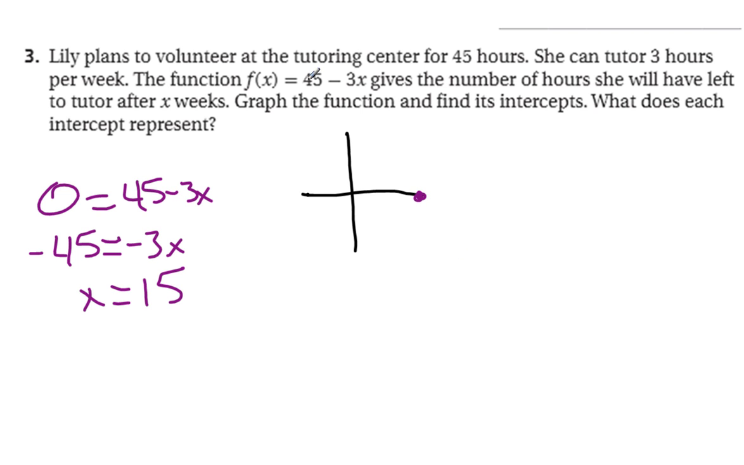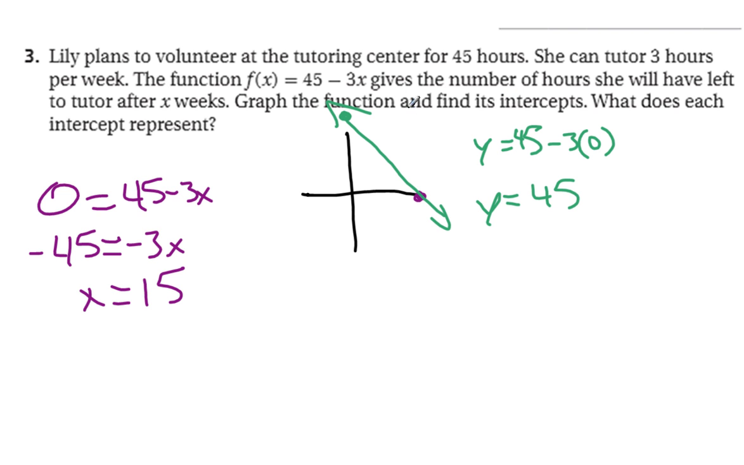Okay. And then to find our y-intercept, we set x equal to 0. So if we say y, or f of x, equals 45 minus 3 times 0. And that's just going to be y equals 45. So we're going to have this other point up here. So here's our linear function, downward sloping.